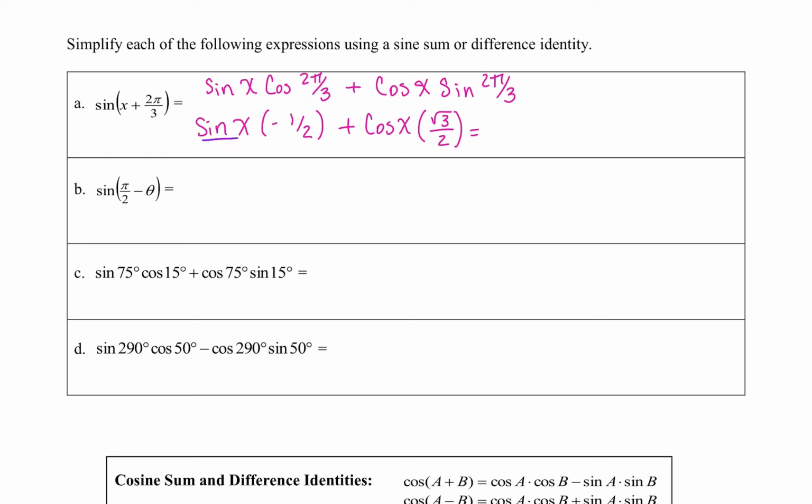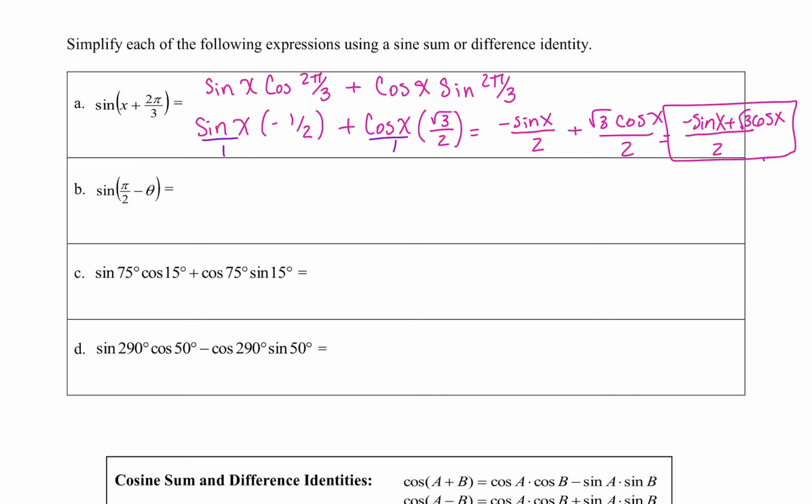So what that really means is I could just multiply these numbers by their numerators on top. Technically, we know these are over 1. So we're going to multiply the sine by negative 1 and the cosine by square root of 3, and then the 1s are going to multiply by the 2s on the bottom. So we end up with negative sine of x over 2 plus square root of 3 cosine of x over 2, which we could simplify one more time and put it all together. So negative sine of x plus square root of 3 cosine of x, all over 2.